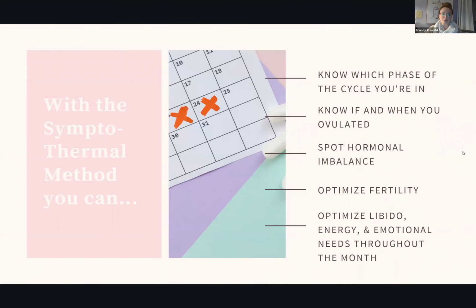So with the sympto-thermal method, you can do a lot of different things. With it, you can know which phase of the cycle you're in. You can know if and when you ovulate in a cycle. You can spot hormonal imbalance. You can optimize your fertility. And perhaps my favorite and often overlooked is you can optimize your libido, your energy, and your emotional needs throughout the cycle because you know exactly where you're at and what your hormones are doing.